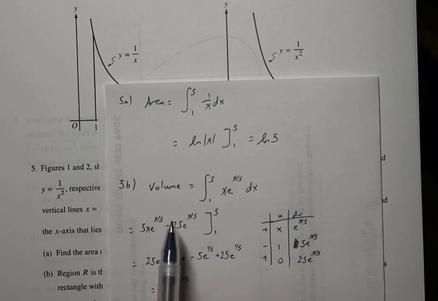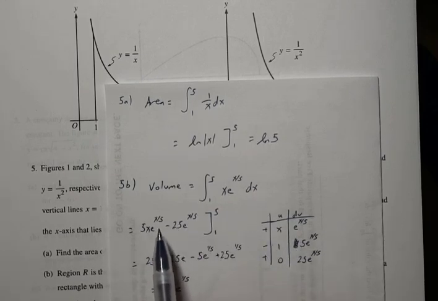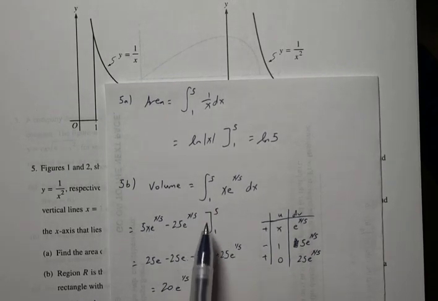Cross, diagonal down. So it'll be 5x e to the x over 5 minus 25 e to the x over 5. Evaluate from 1 to 5. By the fundamental theorem of calculus, plug in the upper bound, minus plug in the lower bound, simplify. Honestly, this should be fine, but if you simplify, it's 20 e to the 1/5 power.